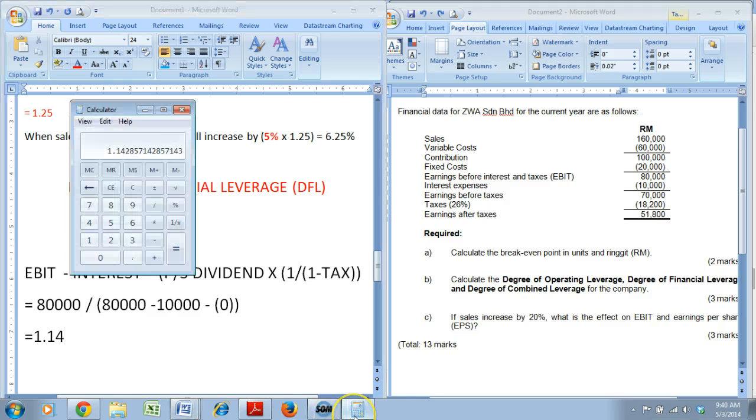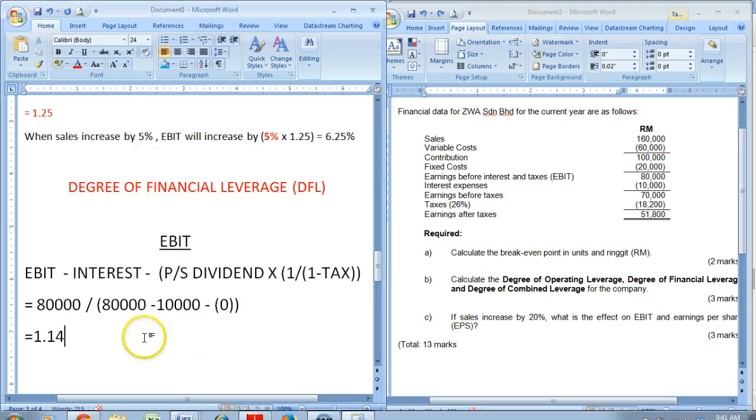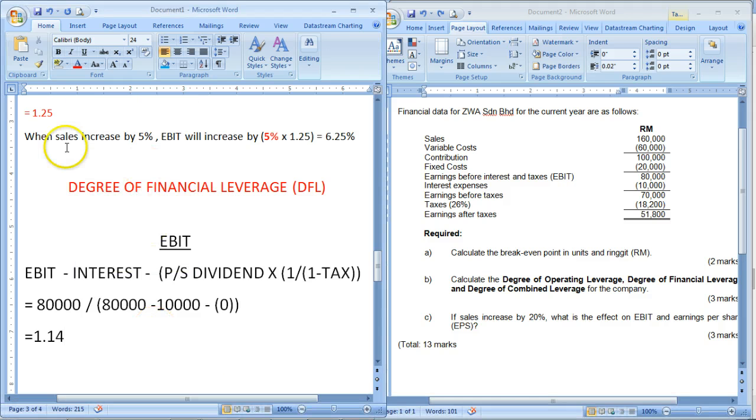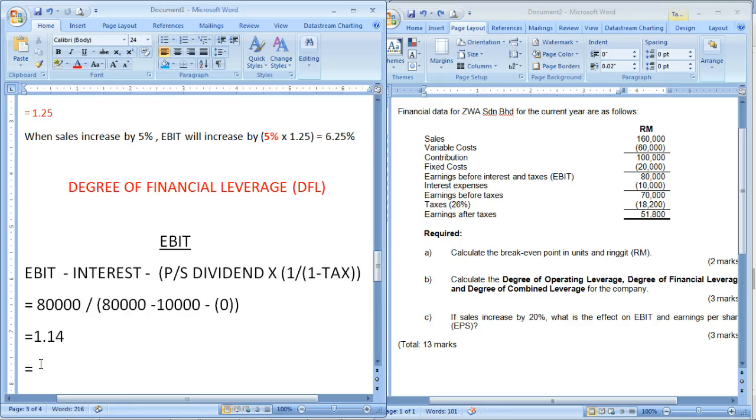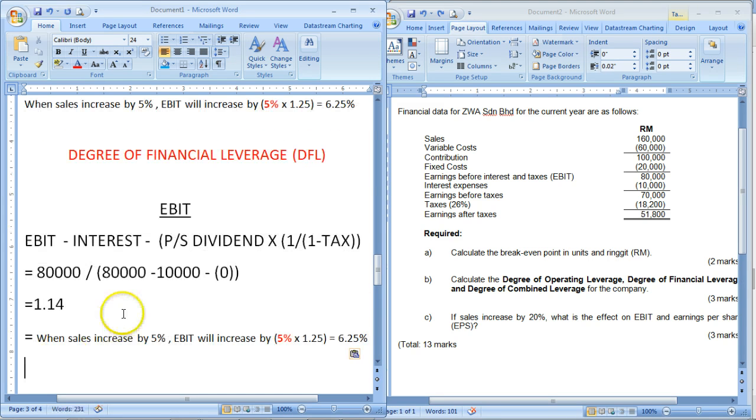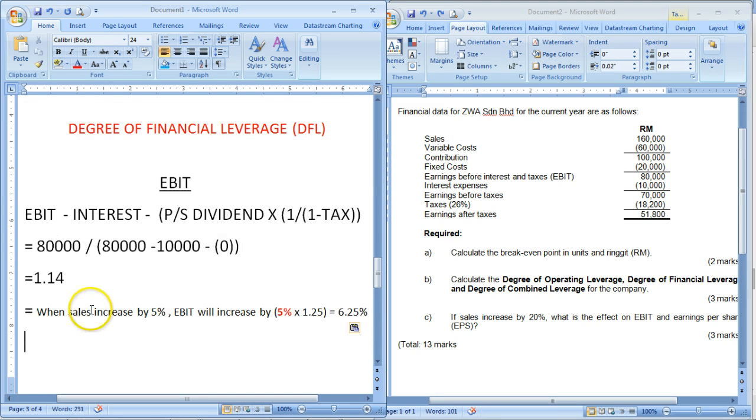Is it correct? Can we check? 1.14. So how to explain your answer? You can use the same explanation, but what is the difference, class? Perfect. You are very good. Alright, now DFL measures what? You want to see the impact of the changes of EBIT toward EPS. So for DFL, you are using EBIT and EPS.